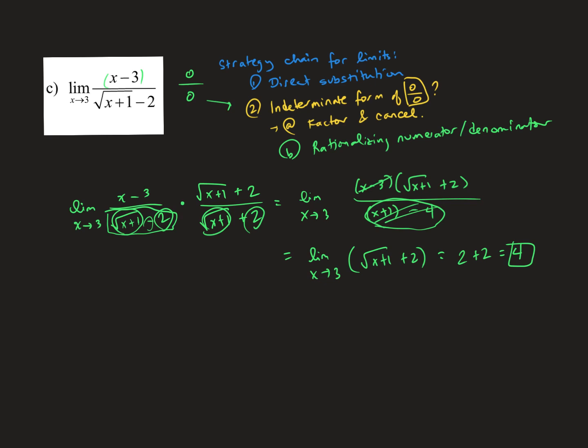So when you have 0 over 0 and you have a square root involved, multiply the top and bottom by the conjugate and make sure you only multiply out the thing where you're trying to get rid of the square root so you can cancel appropriately.